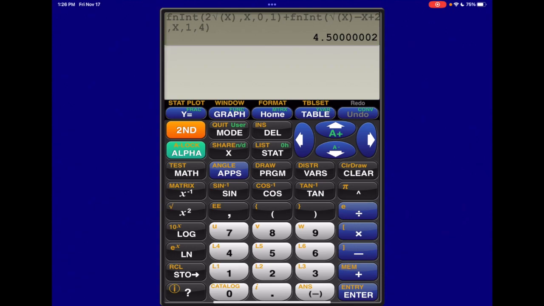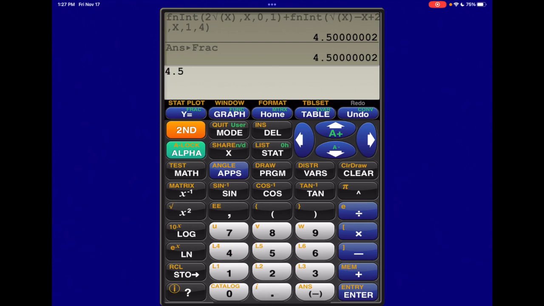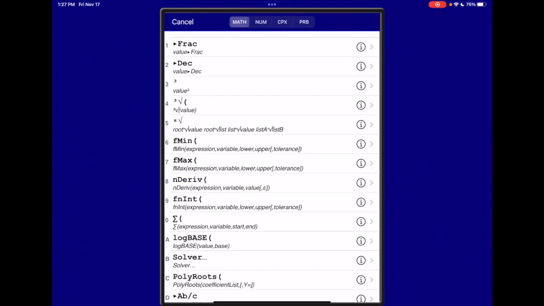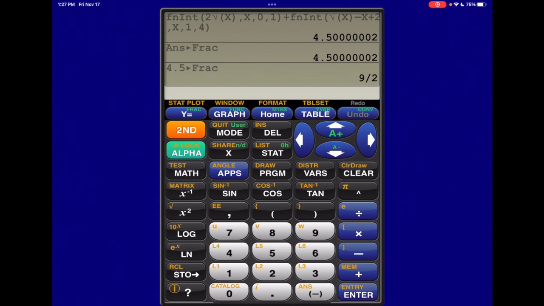This should be 9 halves. I'm curious what will happen if I try to store it to a fraction. Yeah, it has trouble with it because of the extra 0.02. I'm going to throw that away, do math, store fraction. There's our 9 halves. So I've done this one by hand. I do know the answer is 9 halves. So just be aware of that, I guess.